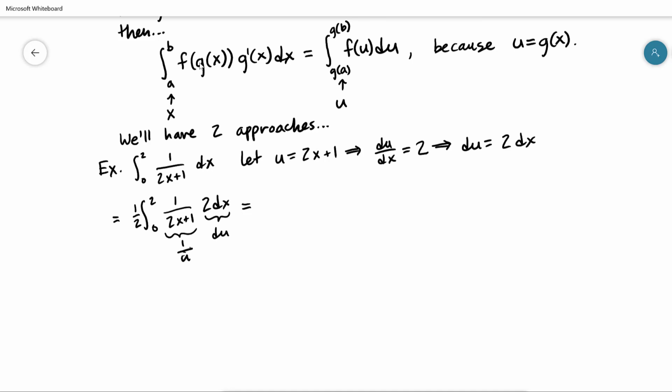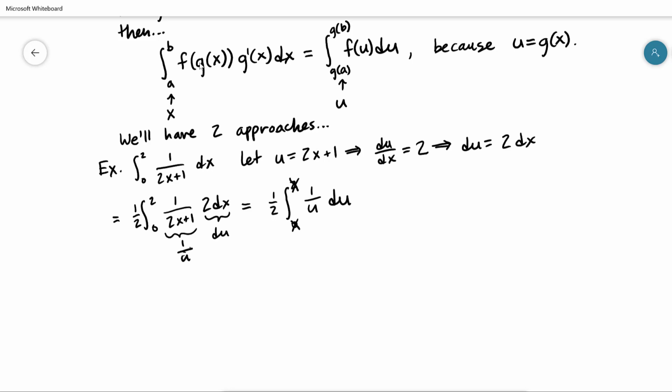And we wind up with 1/2 times the integral of 1 over u du. But this is not going to be a 0 and this is not going to be a 2 anymore because those are not values of u. Those are values of x. We need to convert them to the values of u.